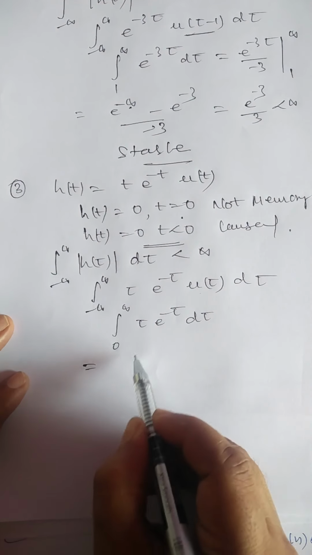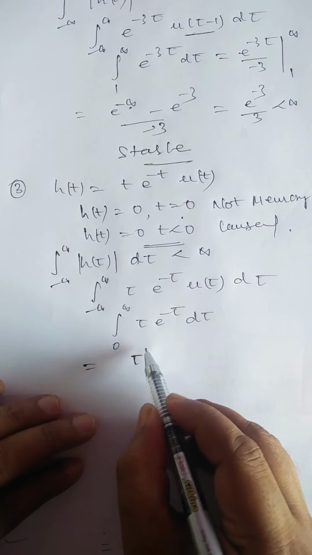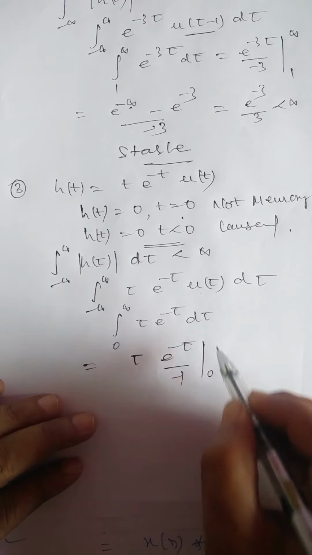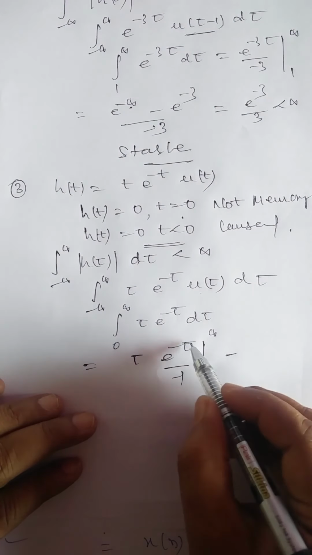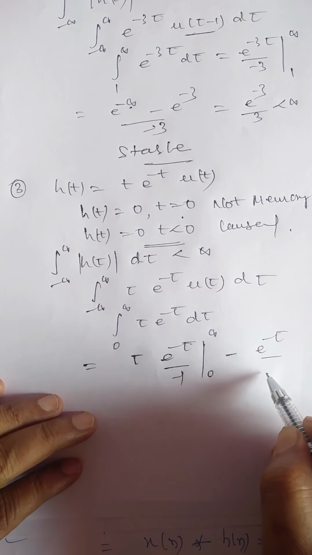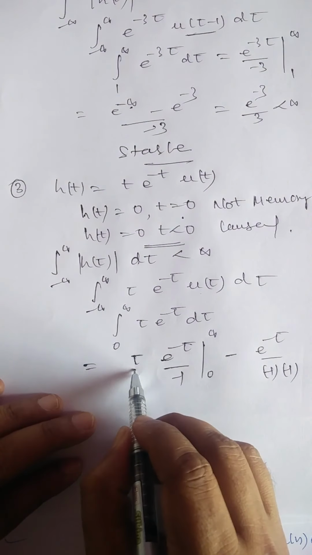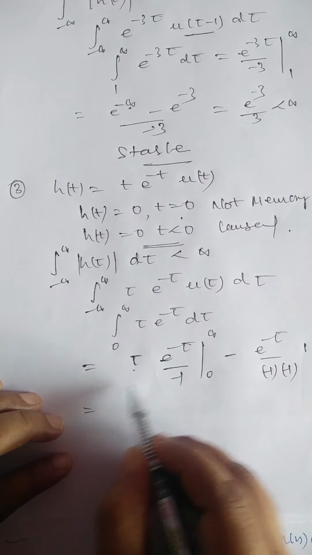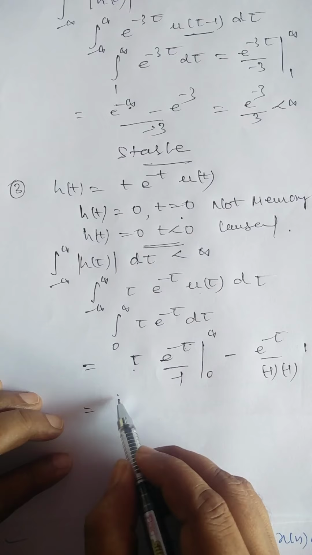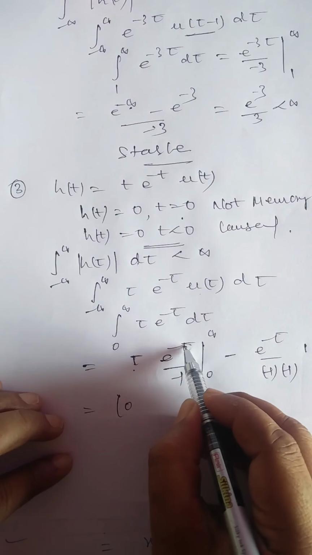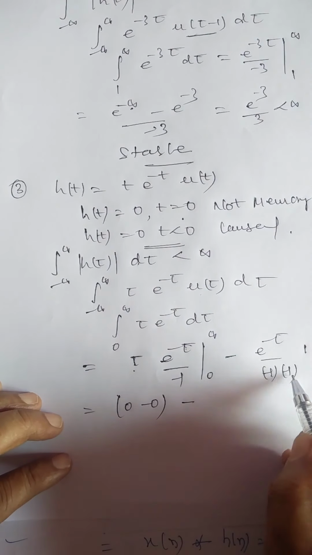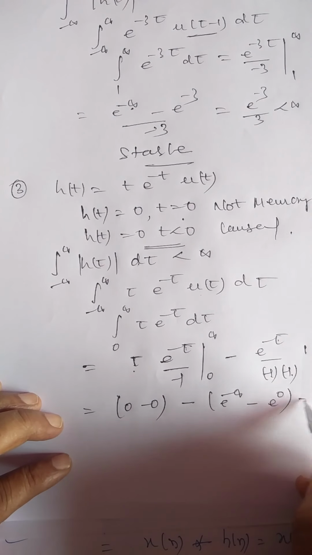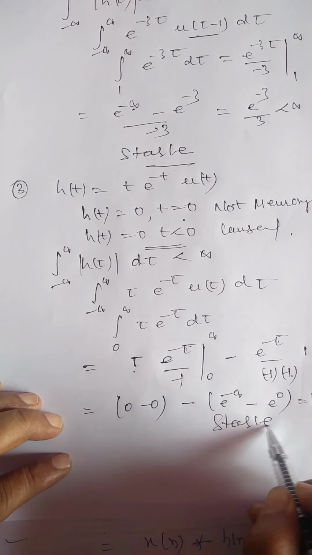This is integrated by the integration formula: keep the first term tau as it is, times the integration of the second term, e to the power of minus tau divided by minus 1, substitute the limits 0 to infinity, minus the integral of e to the power of minus tau divided by minus 1, and the differentiation of tau is 1. Apply the limits 0 to infinity: e to the power of minus infinity is 0, so that becomes 0, minus 0 into e to the power of 0, which is 1, also becomes 0. Minus into minus becomes plus, e to the power of minus infinity minus e to the power of 0, so the answer becomes 1. This is less than infinity, hence the system is said to be stable.